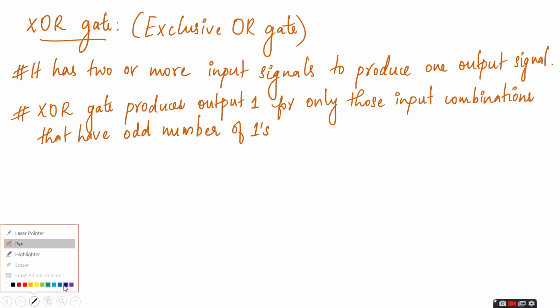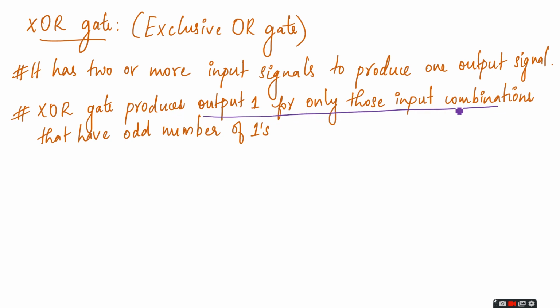Next is the exclusive OR gate. The exclusive OR gate has two or more input signals to produce one output signal, and it produces output 1 for only those input combinations that have an odd number of ones. So the symbol for the exclusive OR gate is this.